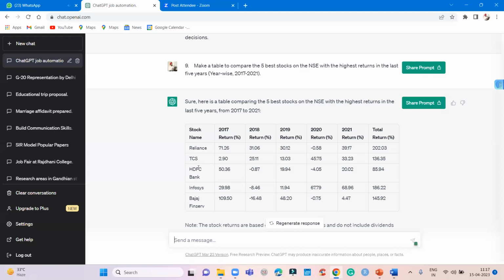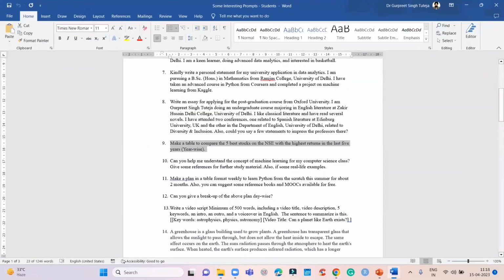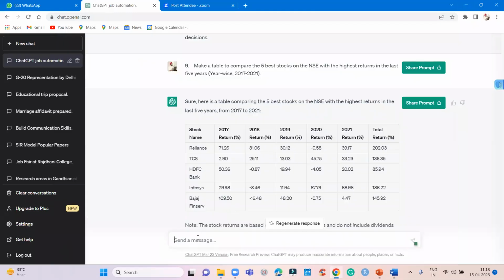Reliance, TCS, HDFC, Infosys, Bajaj Finserv. These are the shares wherein you can invest. The best was Reliance, and believe me, I always invested before ChatGPT. I knew that this was going to give a lot of returns. So that's how you can use it for different domains.